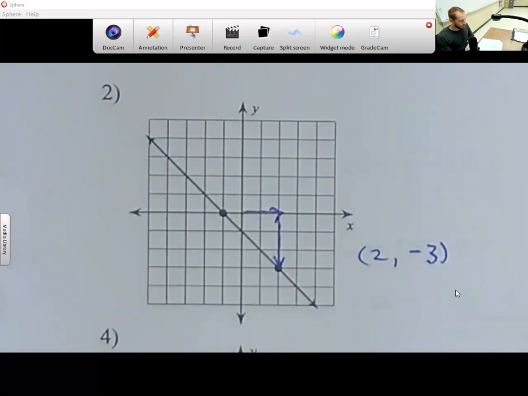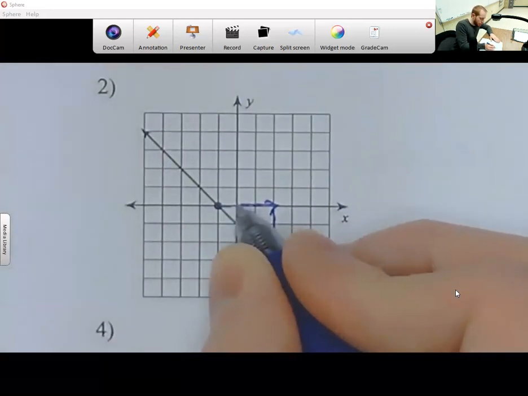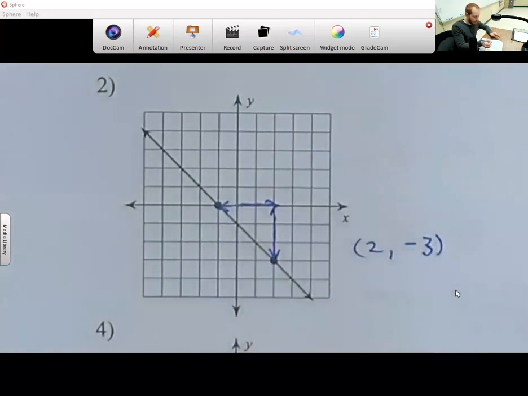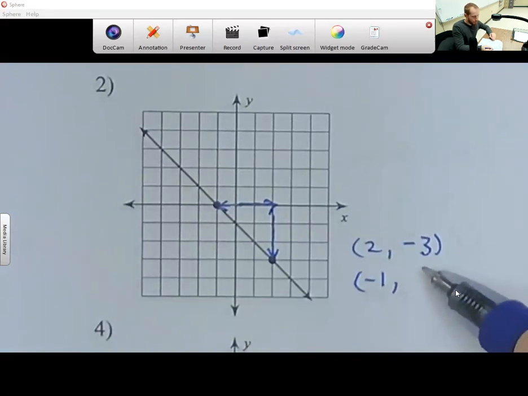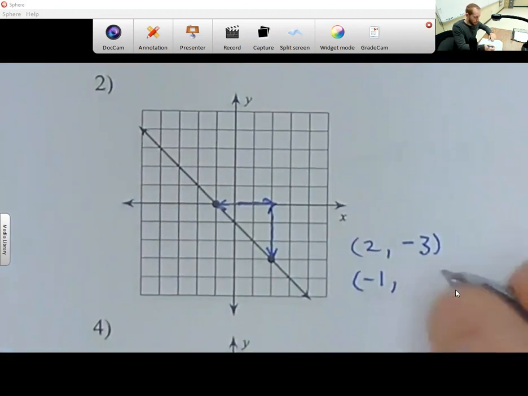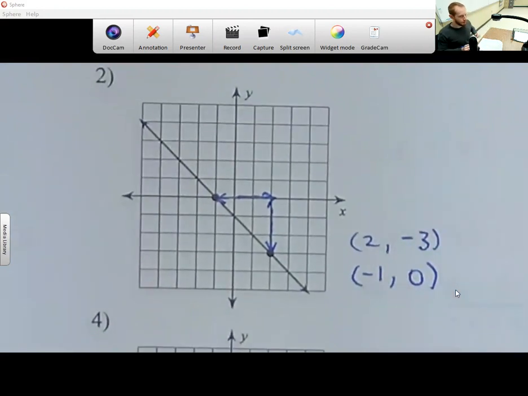Now let's look at the next point. Starting from the origin, how far to the left do I have to go to get to it? Well, I only need to go to the left once, and then I'm there. So I'm going to have a negative 1 for my x since I'm going left 1. But then, do I have to go up or down to get to it? No, I don't have to go up or down any. So I'm going to put a 0 right here. So those are my 2 points.